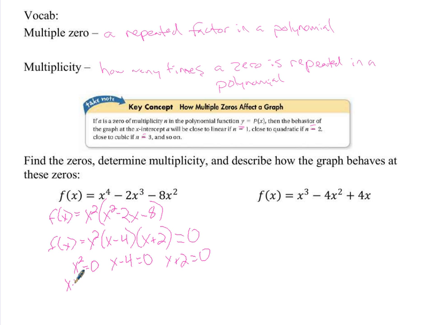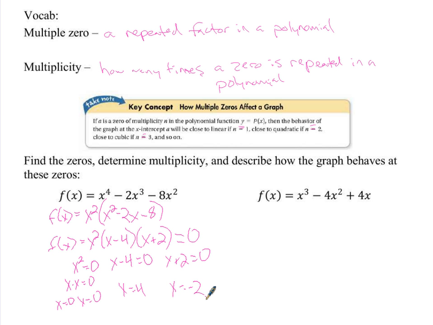X times x equals 0. I can use the zero product property on that as well. And that gives me x equals 0, x equals 0. On this one I get x equals 4. On this one I get x equals negative 2.